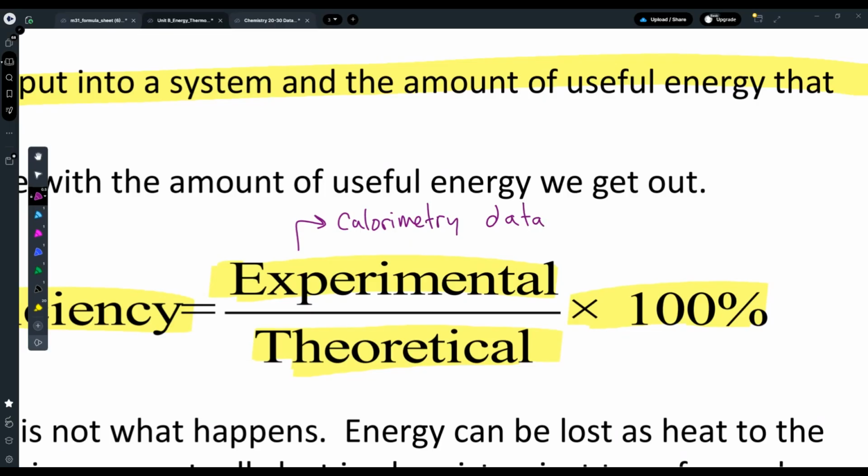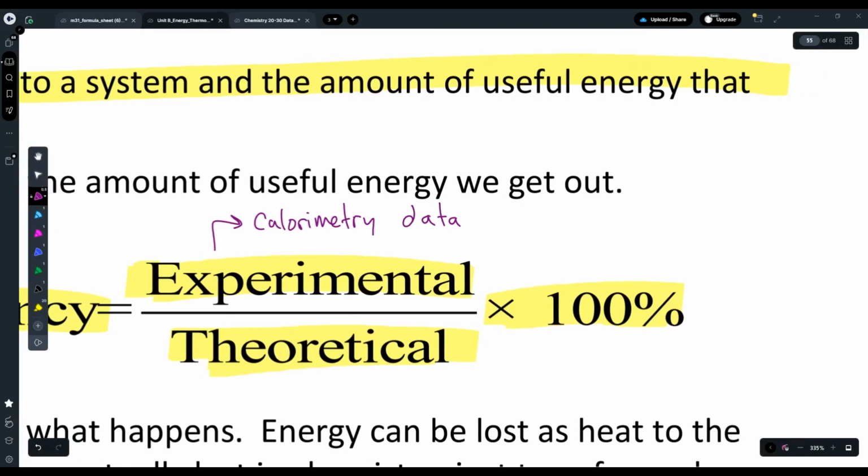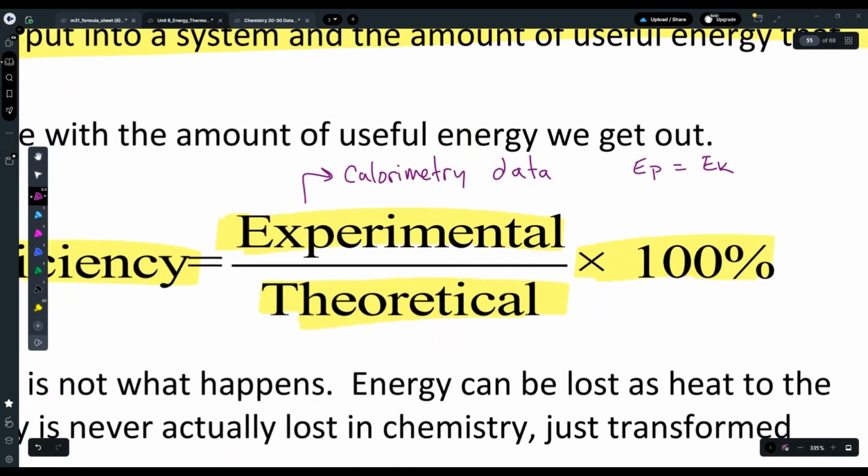Because in order to get that data of like how much water you have, the mass of the calorimeter, the change in temperature, you need to do an experiment. So this is going to be coming from your EP is equal to EK equations here. Now the theoretical value you're going to get from doing a Hess's law calculation.